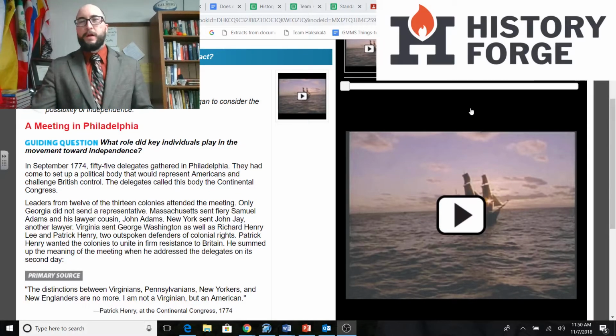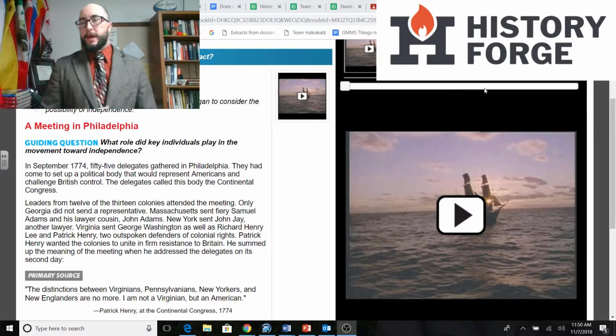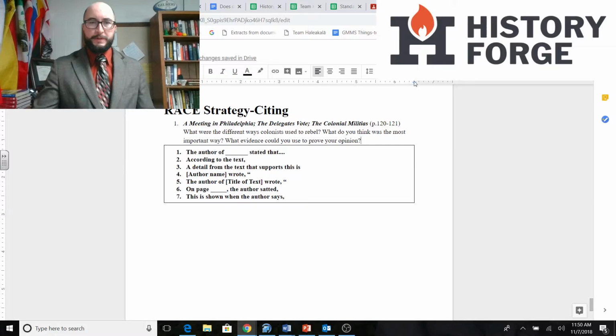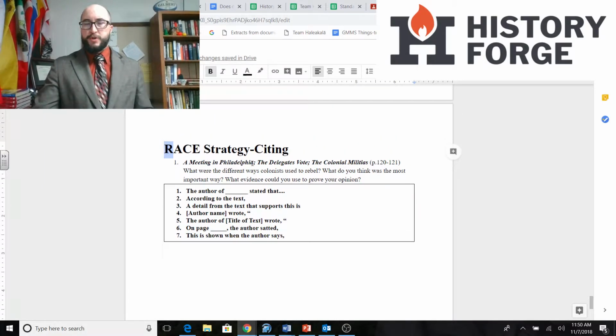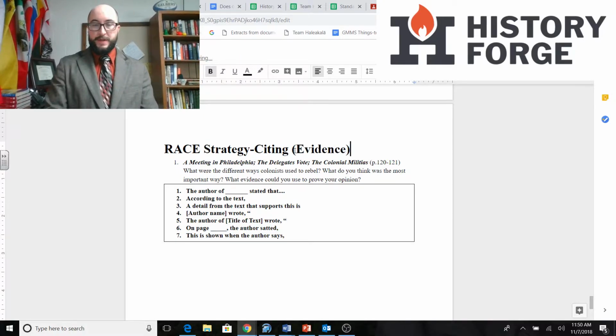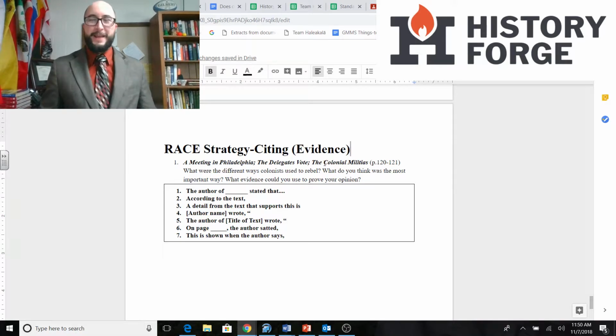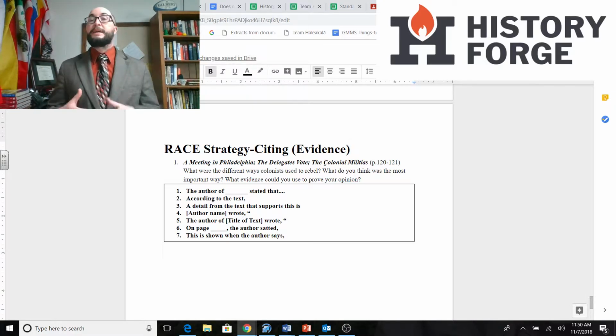I'm going to be working on a strategy today, the RACE strategy. I'm going to be focusing on the C part of the RACE strategy, and I'll actually show you what that is. So right here you can see it says RACE strategy, and the C stands for citing, which I always tell students really also should stand for just evidence, which is super confusing because the next letter is E, and they think that means evidence. So we might need a new acronym, but for the most part, just remember that citing means that you are citing some kind of evidence.